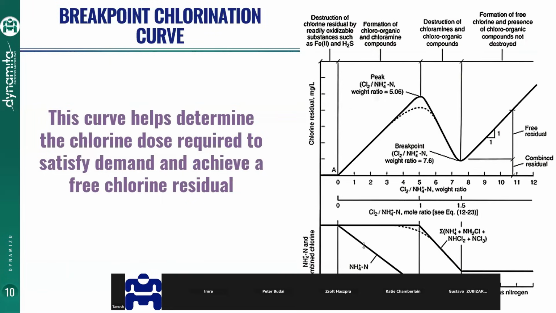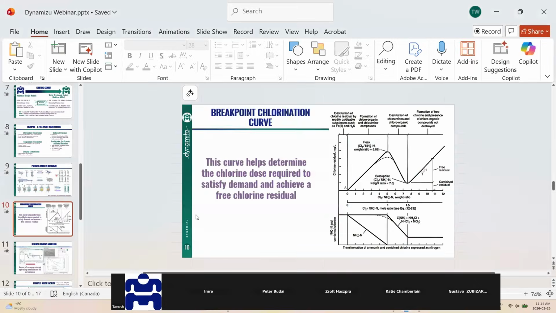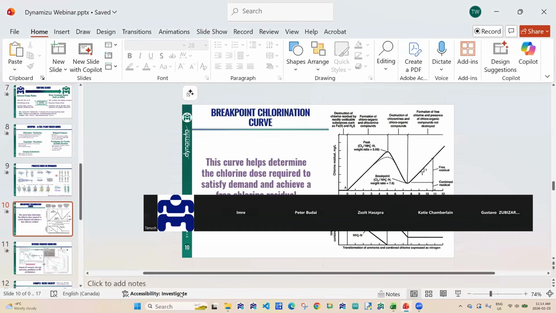And what you see at the bottom is the SKN, or the soluble Kjeldahl nitrogen, which includes the chloramines and ammonia. And look at how it is being removed from the system as the chlorine dose is increasing. So we're going to recreate this curve in SUMO, or in DYNAMIZU. So I'm going to exit my screen, and I'm going to open DYNAMIZU.